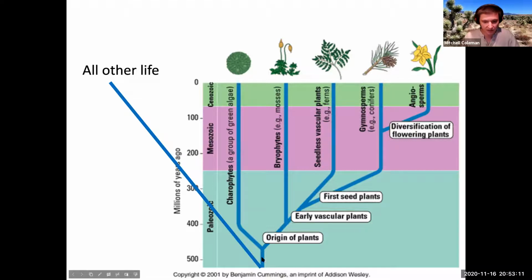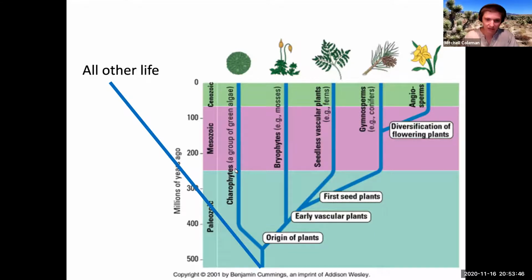And so we can see that plants first arose on the scene about 450 million years ago. So a long time ago. This was before dinosaurs were around. So the very early origin of plants. And so we see that plants broke off from all other life somewhere around that time, 450 to 500 million years ago. And since that time, they have branched off into the distinct clades of plants that we are now familiar with.